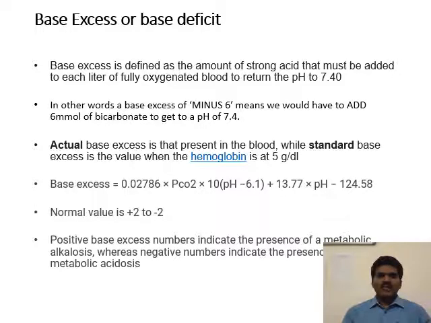Base excess can be calculated by the formula 0.02786 × PaCO2 × 10^(pH − 6.1) + 13.77 × pH − 124.58. The normal value of base excess would be +2 to -2. Positive base excess numbers indicate presence of metabolic alkalosis, whereas negative numbers indicate presence of metabolic acidosis.